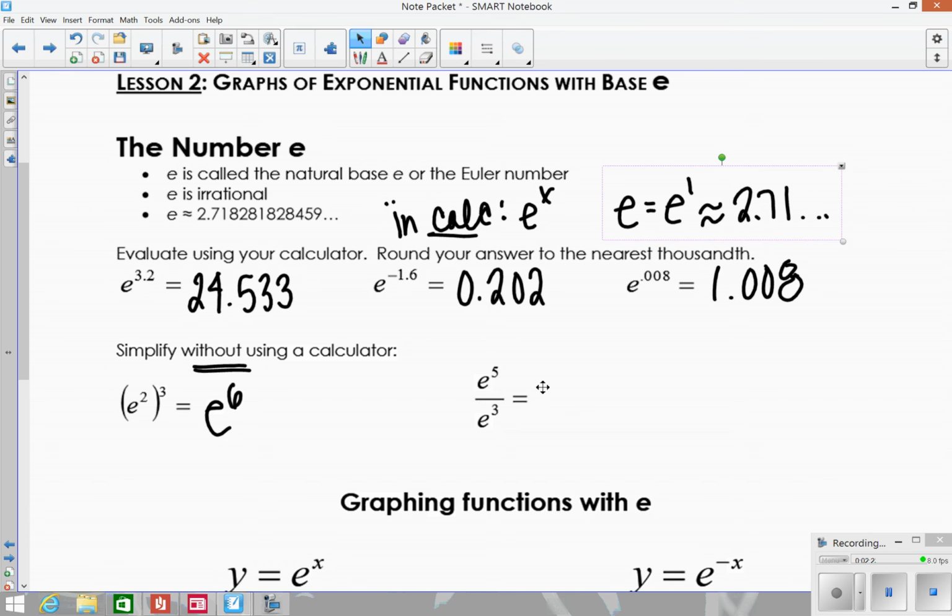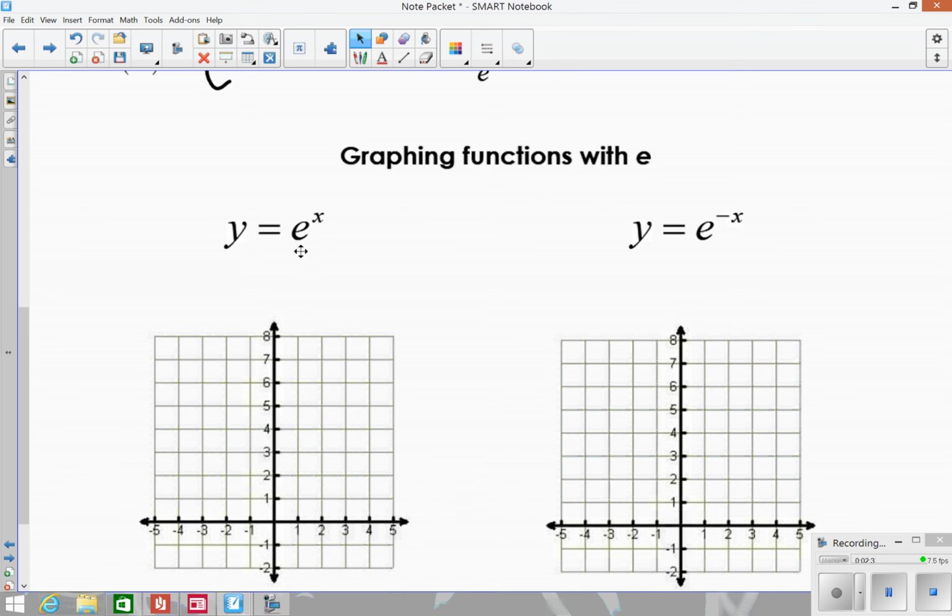So that's just giving you a little information about the number e. The next thing is we're going to look at the graphs with e. These are still exponential functions. The difference is instead of having any number, we're having e as the base. So when it's just e to the x, it's going to represent growth. It's going to be going up. And when it's e to the negative x, it's going to be our decay function. So it's going to be represented a little bit differently.